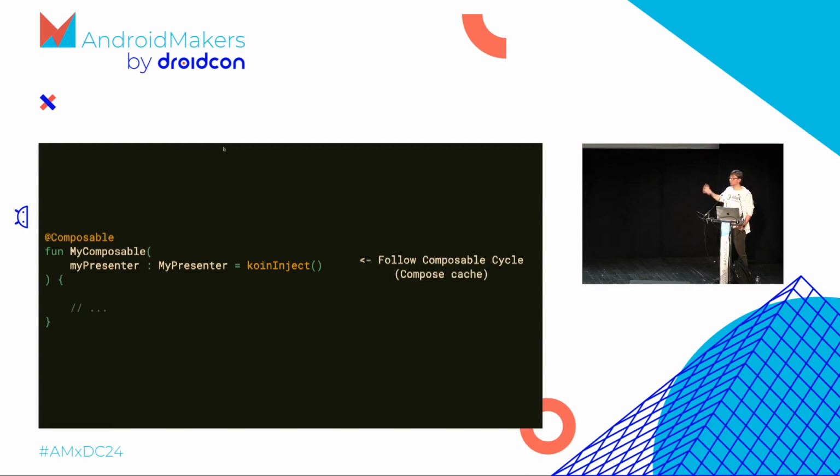And then Koin Inject follows the cache system of Compose. That means that finally your instance that is really bound to my composable will follow the cycle of your composable, and if your composable is completely abandoned or dropped, then it will be dropped too, but otherwise, it's kept in memory for you by the Compose system. You don't have to rewire complex lifecycle of stuff.